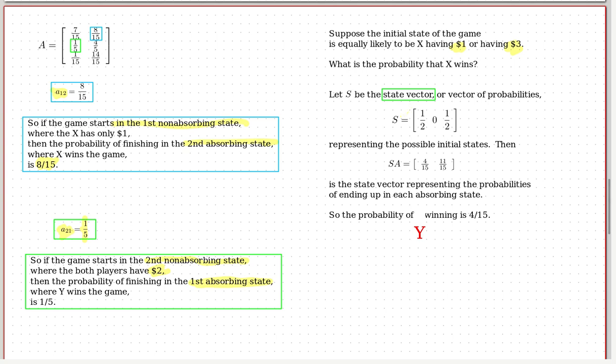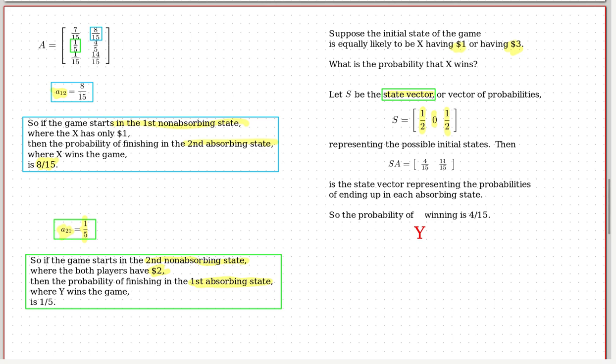We make a state vector. A state vector is just a probability vector, a vector of probabilities, right? And it's called a state vector because it represents the probabilities of being in each one of the possible states. So the initial state of the game can be represented by this state vector, where there's a 1/2 chance of being in state 1, there's 0 chance of being in state 2, and there's also a 1/2 chance of being in state 3, right?